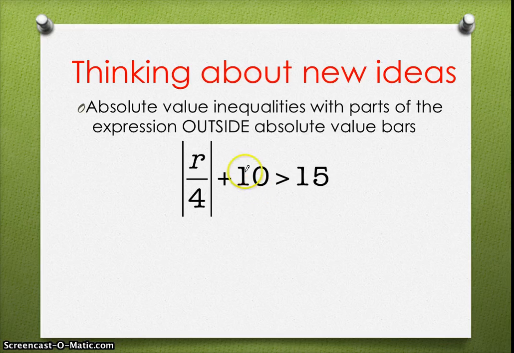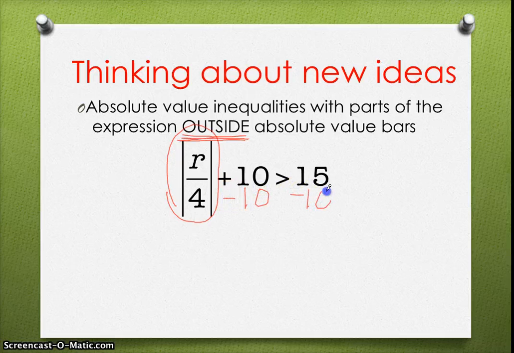The other situation that we have is when some parts of that inequality are on the outside. The key thing for expressions that have parts on the outside is we need to make sure that we isolate the part with the absolute value by itself. So in order to do that, we need to use inverse operations to get rid of the parts that are not inside the absolute value bars. The part that isn't inside is that positive 10. So the inverse would be a negative 10. So the absolute value of r divided by 4 is greater than 5.